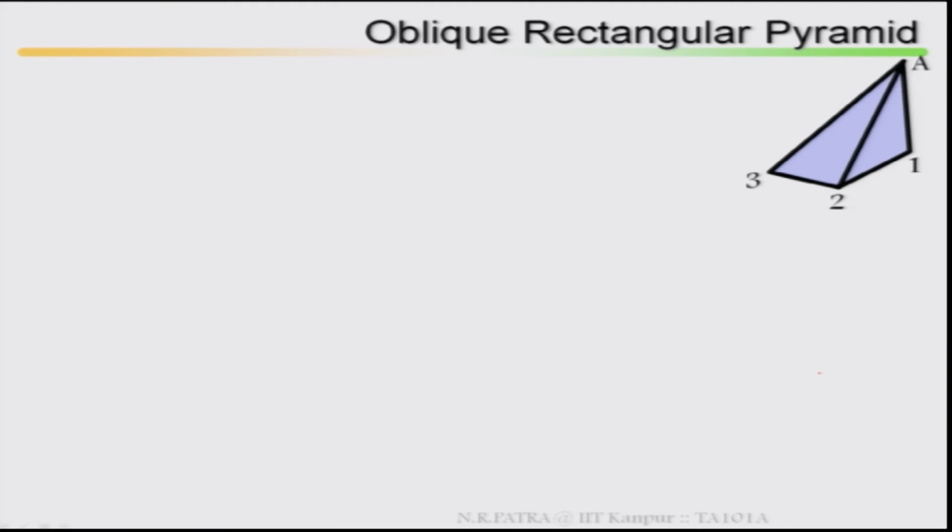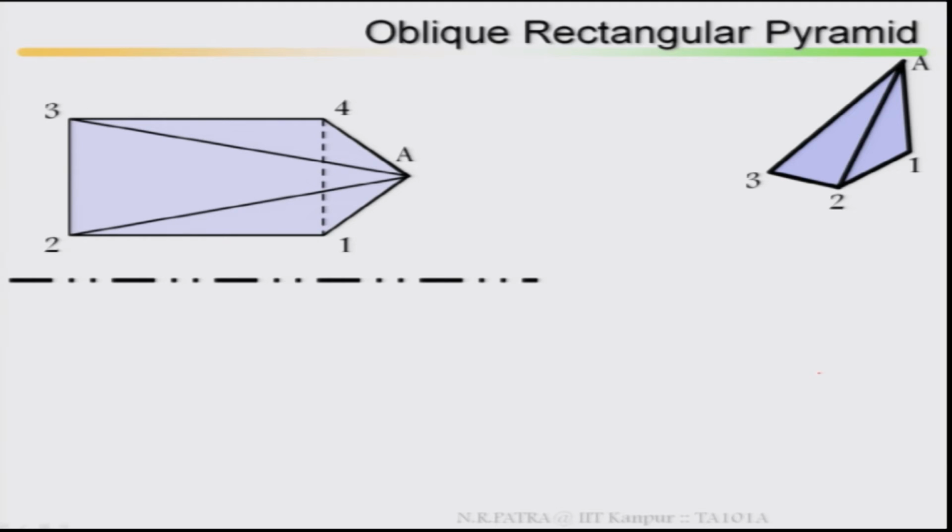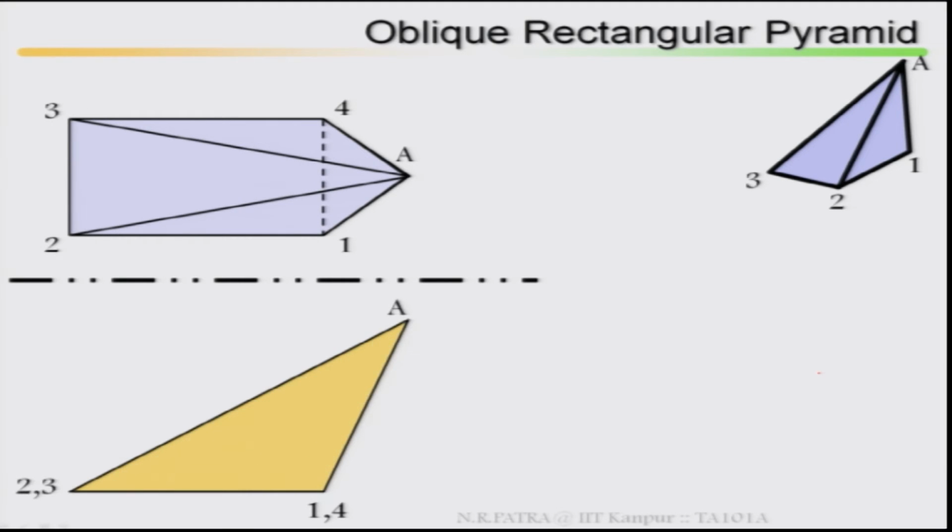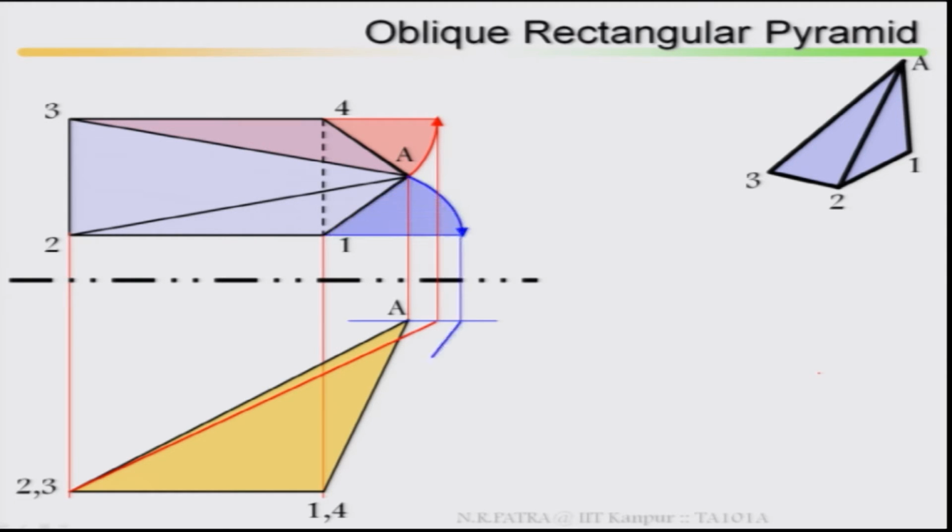Now the oblique rectangular pyramid, look at how it looks like. 1, 2, 3, 4, then A. This is your top view, then this is your front view. Name it with whatever names you have given. Then from there project it back. Your first part is to take A4 as a true length, and find the true lengths one by one.